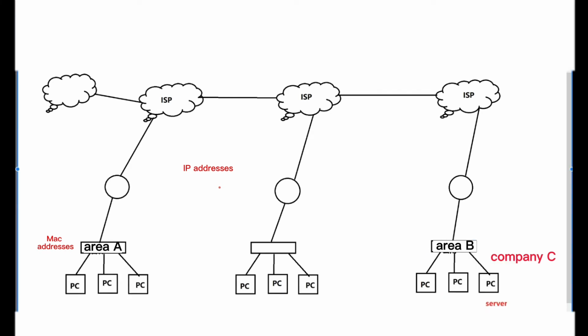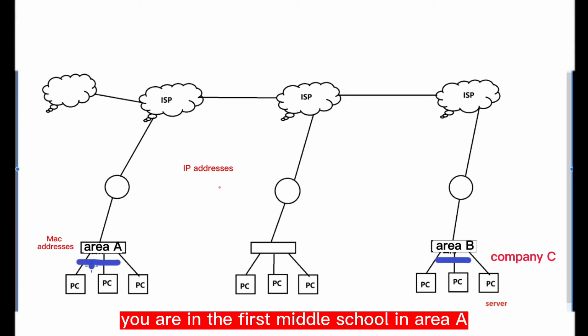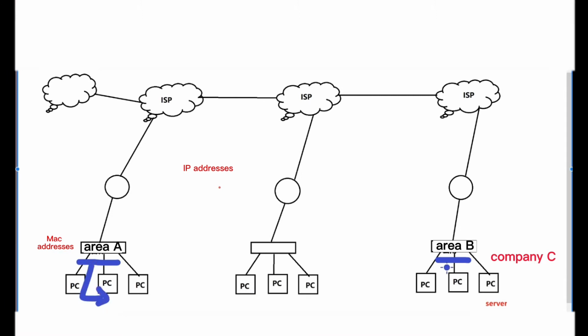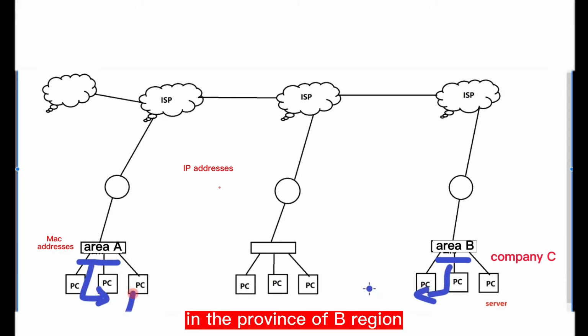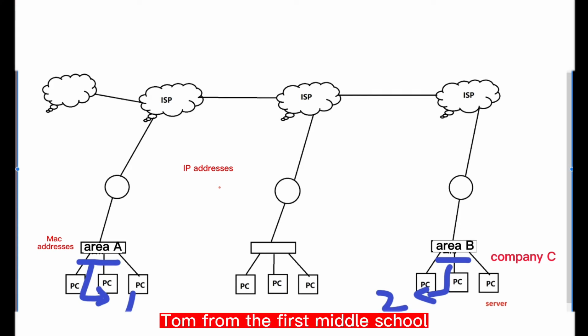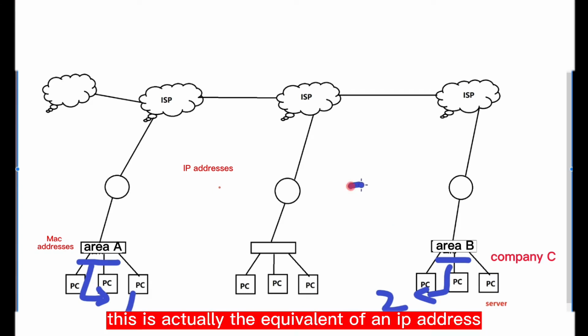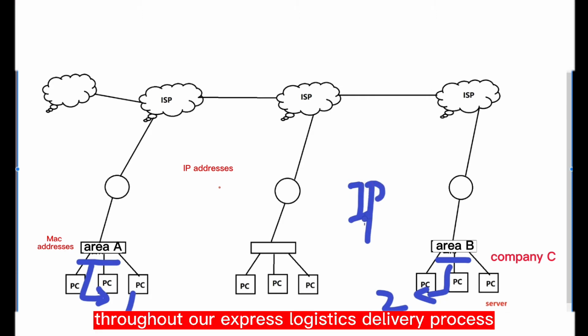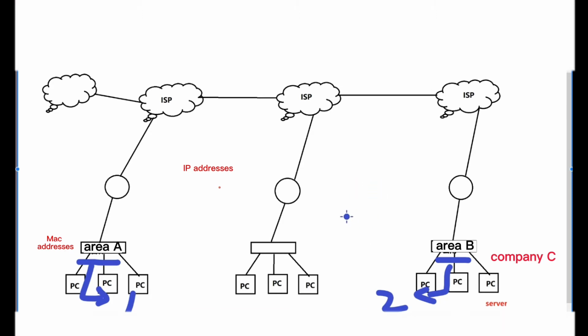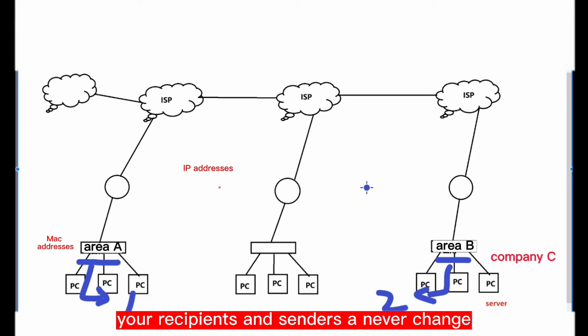For example, you are now sending a courier from region A to region B. For example, you are in the first middle school in area A. It is the second middle school in the province of B region. So, for example, there is a man named Tom. Another person's name is Mary. Tom from the first middle school, Mary from the second middle school. This is actually the equivalent of an IP address. Throughout our express logistics delivery process, your recipients and senders never change.